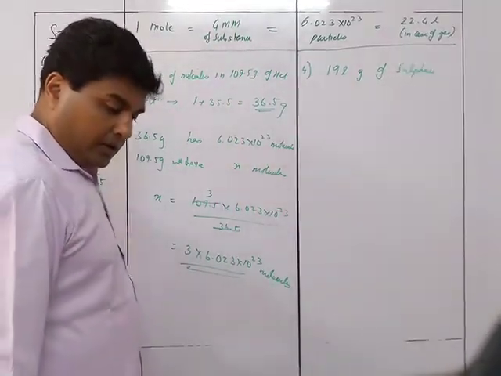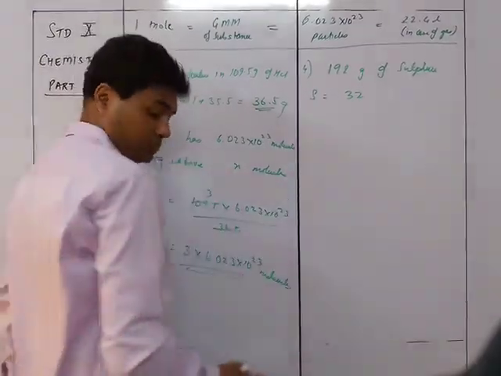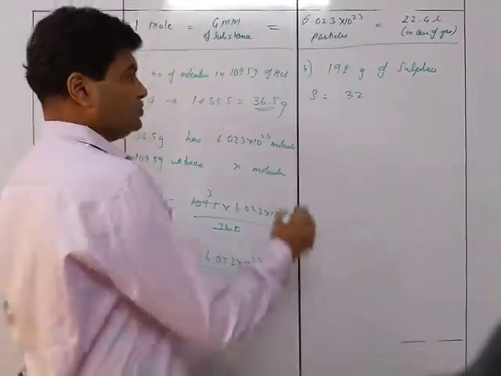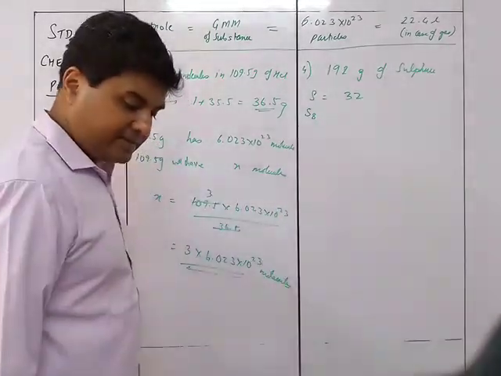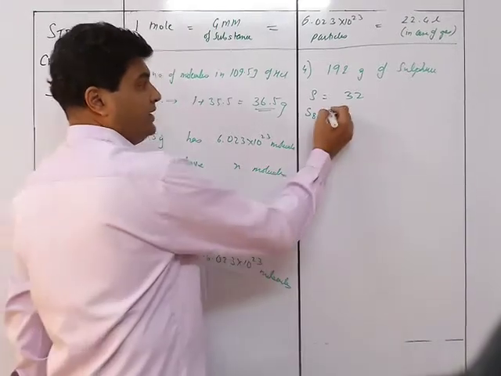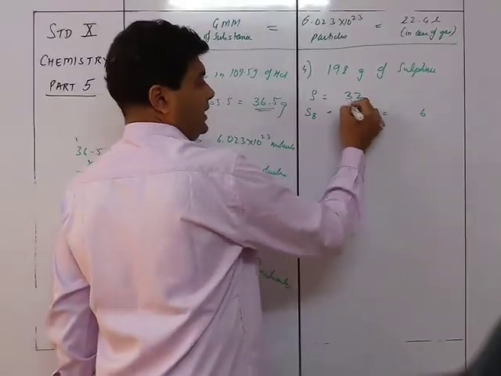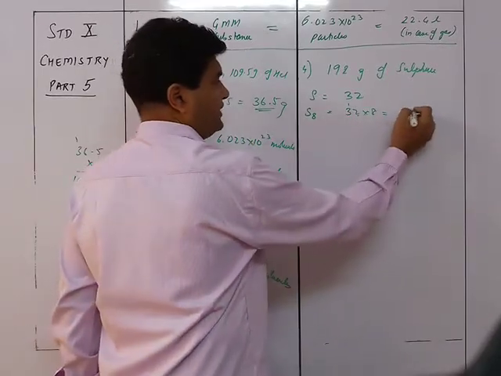You are given that S is equal to 32, right? So when you say molecules, we know that sulfur is S8. So we have it as 32 into 8. So 8 2s are 16 and 8 is 24, 25. So 256 grams.